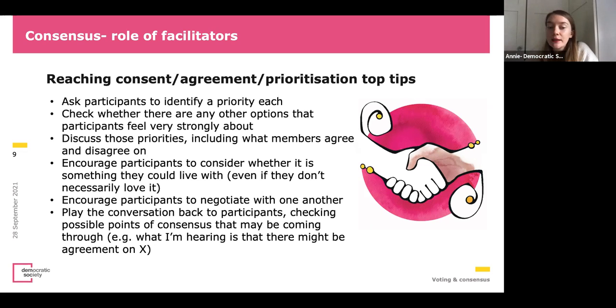Another thing is playing the conversation back to participants. So making sure if there's any possible points of consensus or agreement that may be coming through. So what I'm hearing is you all like this, but you're maybe not too sure on this. So how can we fix this problem? That type of thing.